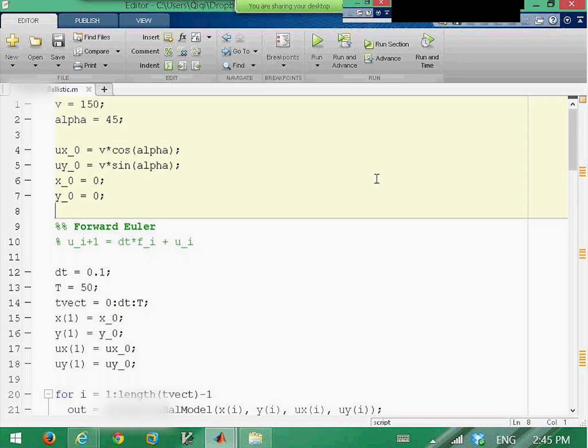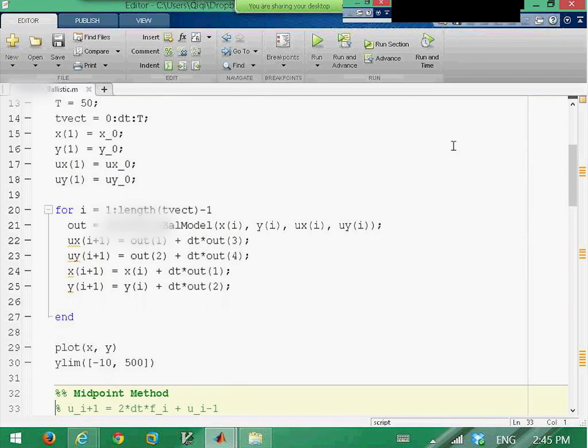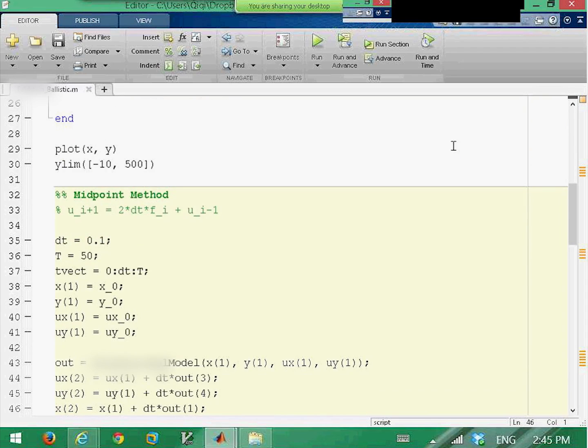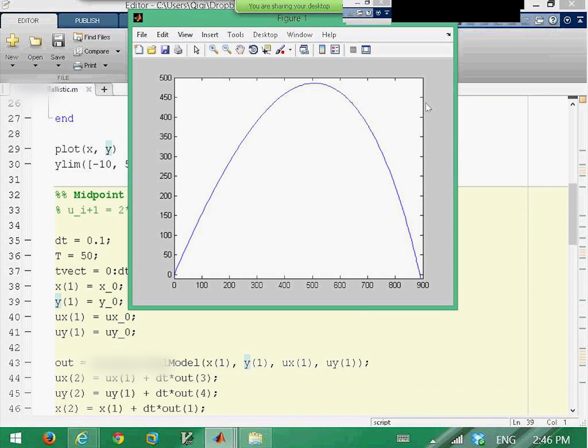Does everybody know how to use that? Yeah. So basically it splits the file into sections. I think it's Control Enter to just run this section. I think it's already done, and I can run midpoint. All right, I get a trajectory, right? That's nice.